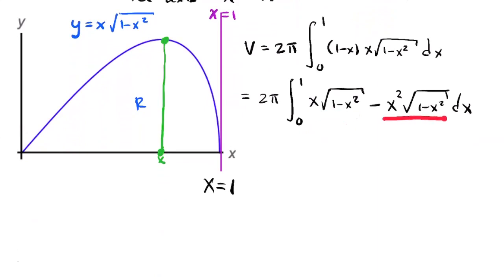This integral, x squared times the square root of 1 minus x squared, is going to require the trig sub. Okay, so I'm going to split those two integrals into two. I'm going to leave the 2 pi out in front. See if I can squeeze all of this in here.